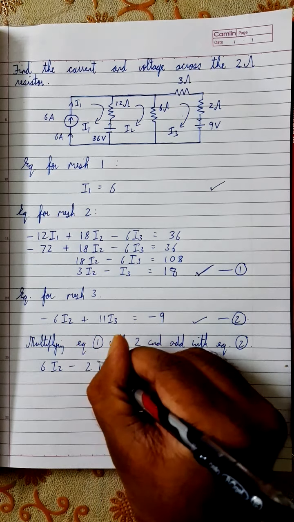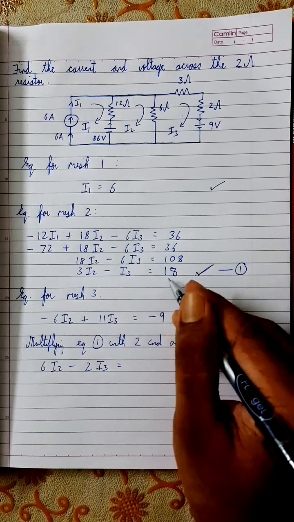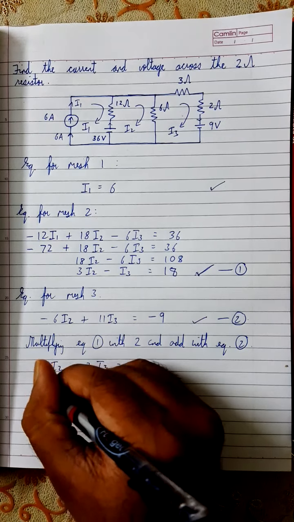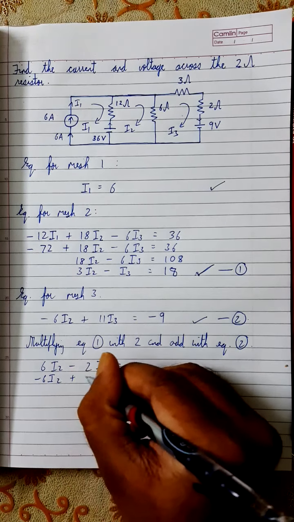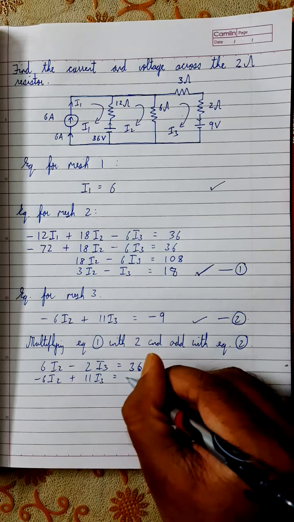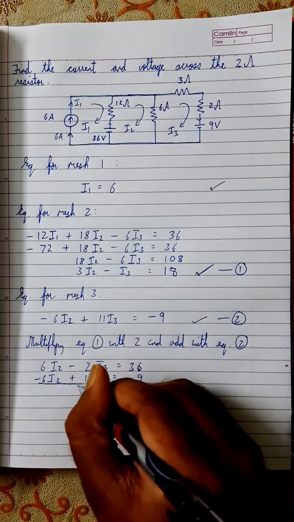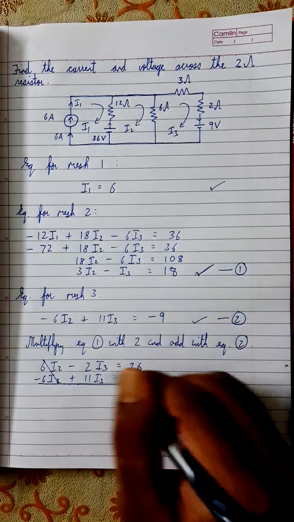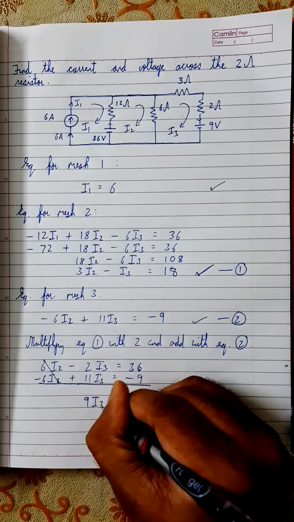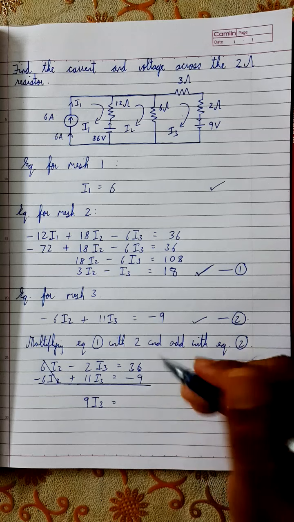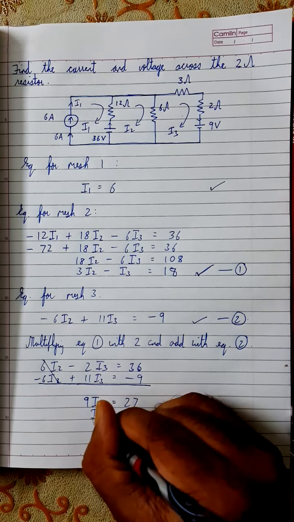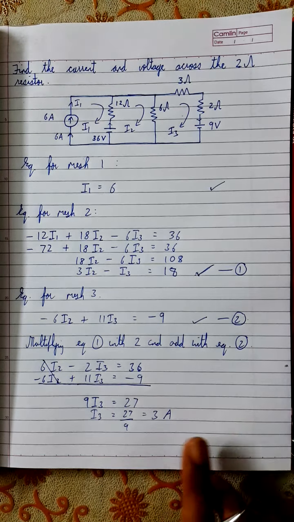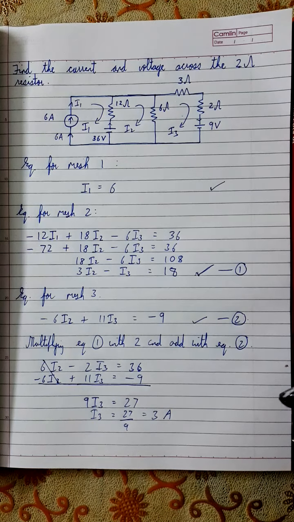So this is 6I2 minus 2I3 is equal to 18 into 2, which is 36. And equation 2 is minus 6I2 plus 11I3 is equal to minus 9. Adding these two, these two terms will get cancelled, and 11 minus 2 is 9, so you will have 9I3 is equal to 36 minus 9, which is 27. Therefore I3 is equal to 27 by 9, which is equal to 3 amperes. Therefore the current through the 2 ohm resistor is 3 amperes.